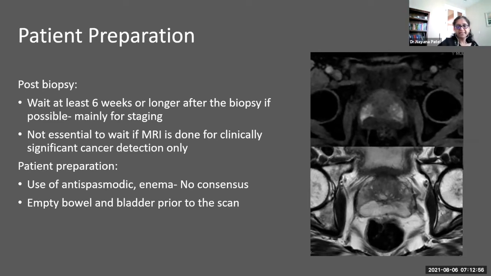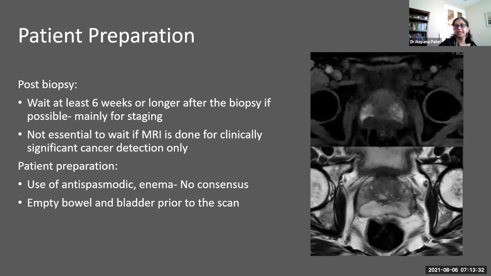The bowel peristalsis can cause motion artifacts and blurring of the images, and some centers use antispasmodic agent to reduce the bowel peristalsis. Similarly, some centers use enema to clean the stool and air from the rectum to reduce the susceptibility artifacts. However, there is no consensus in the literature regarding the use of antispasmodic agent or enema. It is important to ask the patient to empty the bowel and bladder prior to the scan.